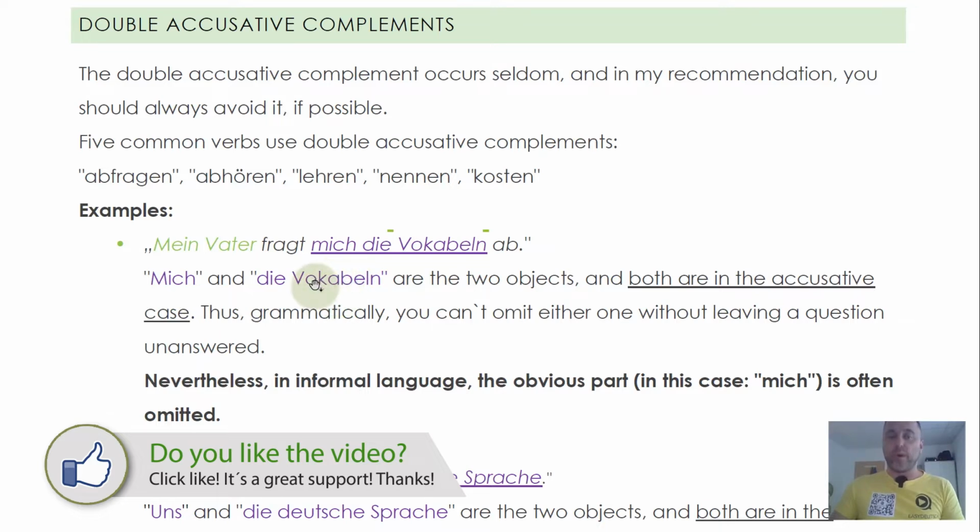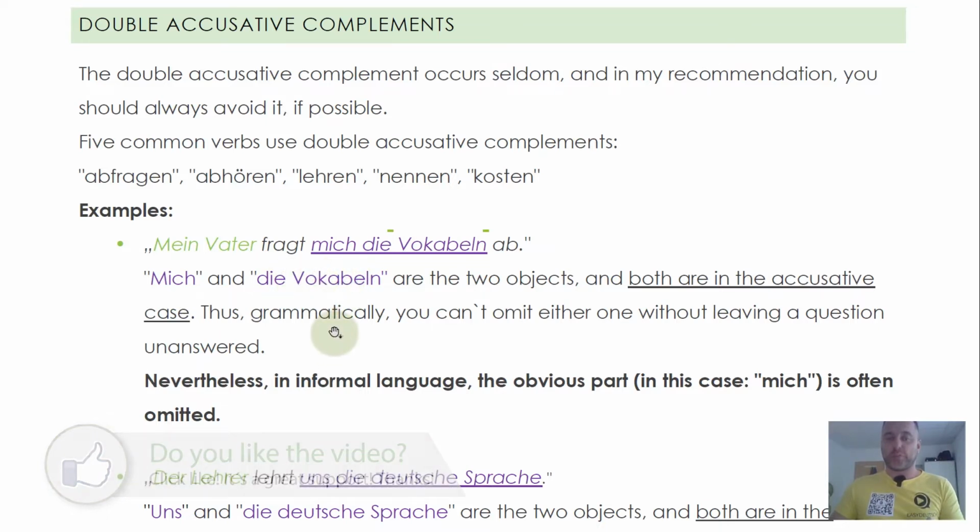And actually both are direct objects. So that's why both get the accusative complement. Nobody is receiving something here. Both are used for the action. So my dad is using me for the action and he's also using vocabulary for the action. That's why both are accusative case.